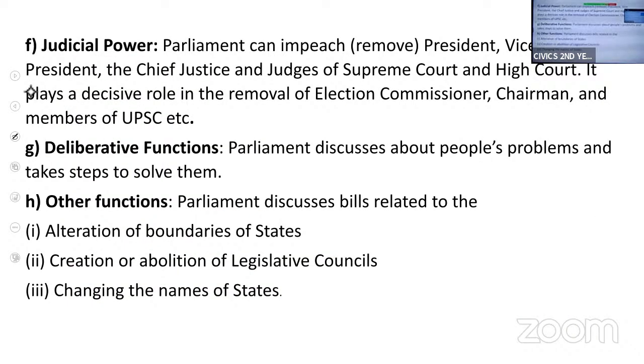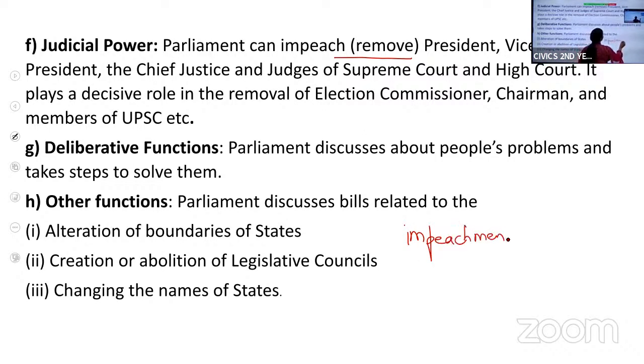Next is judicial function. Now, the parliament can impeach. Impeach means remove. If the president, vice president, or chief justice of Supreme Court and High Court misuse their powers, then the parliament has power to impeach them, remove them. For that, they will pass a resolution called impeachment resolution.